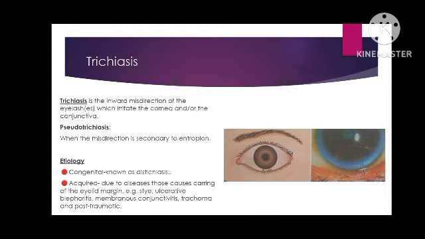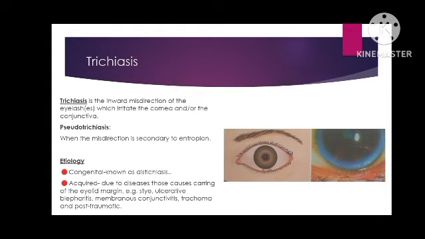And next one is trichiasis. Trichiasis is the inward misdirection of eyelashes which irritates the cornea and/or the conjunctiva, and pseudotrichiasis is misdirection secondary to entropion. In trichiasis, the inward misdirection of eyelashes may irritate the cornea or conjunctiva. In pseudotrichiasis, it may be caused by the entropion. The inward turning of the eyelid can also cause misdirection of eyelashes.